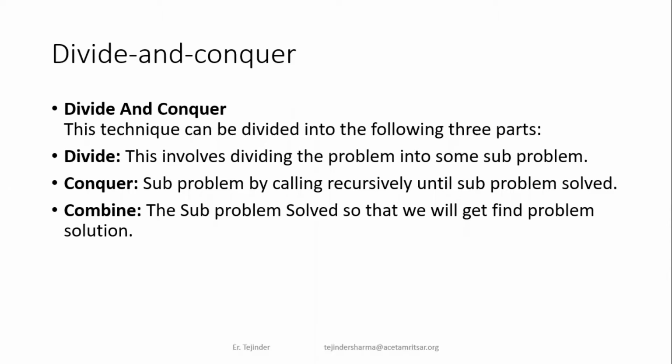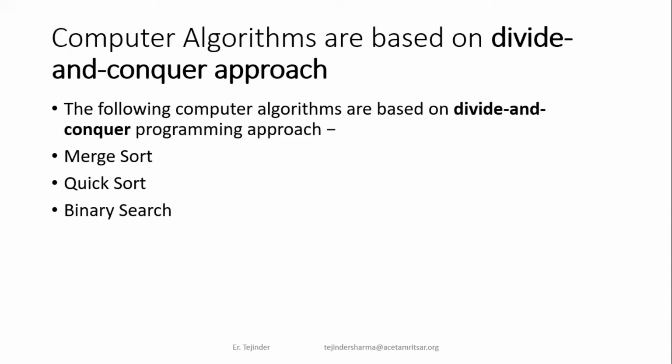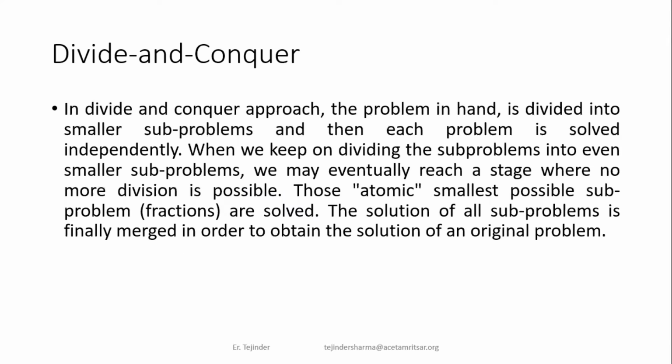Now, divide and conquer has these four steps. First, you divide the problem into subproblems. Then you conquer the subproblems by calling recursively until the subproblem is solved. Then you combine the subproblem solutions so that we can get the final solution. Then we do the time and space complexity analysis of the given problem. These are the approaches based on the divide and conquer strategy: merge sort, quick sort, and binary search. We will be doing these right now.